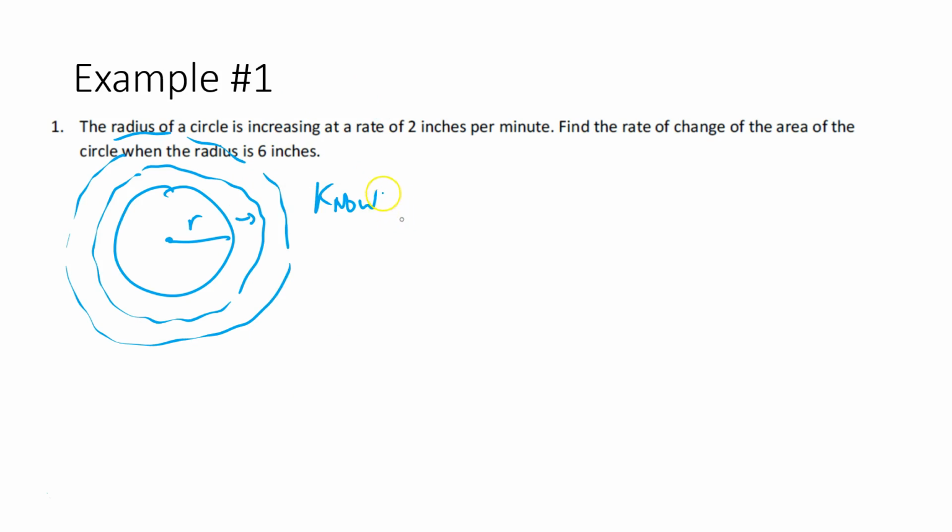We know that the radius is changing at a rate of 2 inches per minute. That's dr dt. The radius is changing with respect to time at a rate of 2 inches per minute. Okay, so that's how the radius is changing with respect to time. What we want is the rate of change of the area. We want dA dt, right?